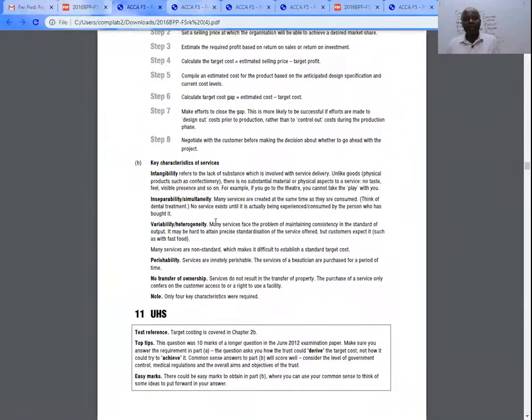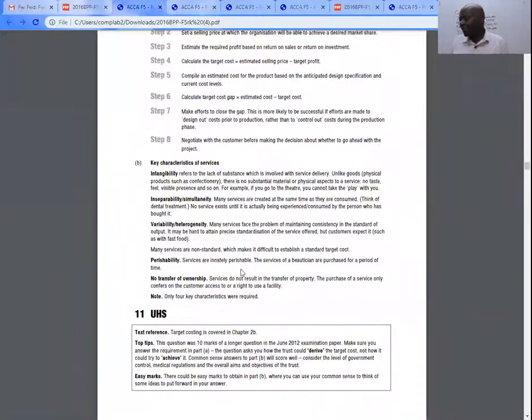But for a service, if, for example, I taught you this topic in the normal class and did a particular question in 10 minutes, when it comes to the crash program, I may not be able to take exactly 10 minutes. It may take more. So you're told, heterogeneity is the opposite of homogeneity. Many services face the problem of maintaining consistency in the standard of output. It may be hard to attain precise standardization of the service offered, but customers expect it, such as with fast food. So many services are non-standard, which makes it difficult to establish a standard target cost.